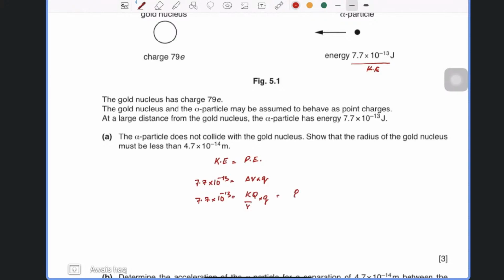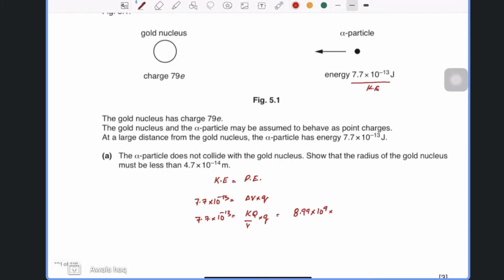K will be 8.99 times 10 raised to 9. The charge on the gold nucleus is 79, which basically makes it 79 times 1.6 times 10 raised to minus 19 coulombs, because that's the value of e, times the small charge, the alpha particle. Alpha particle is 4,2. You should remember that. So it's 2 times 1.6 times 10 raised to minus 19. And then we are going to find this radius. How close does it reach? So can you help me find the radius, please?